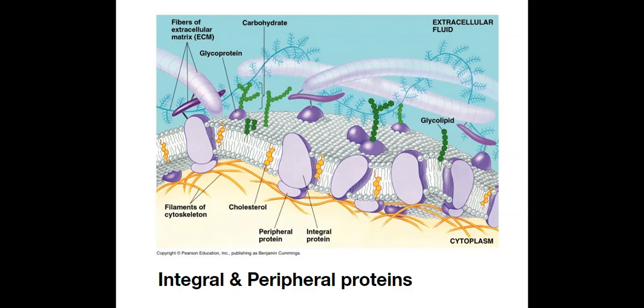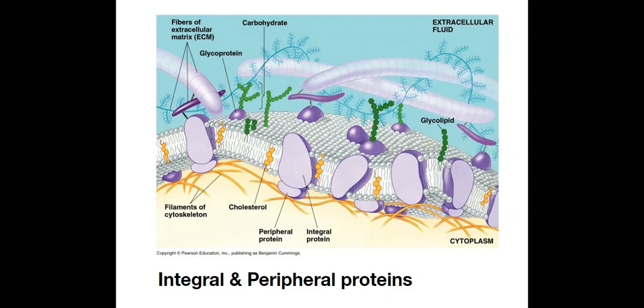So here are some images. Again, giant purple blobs that are going to be embedded within our membrane. Those are going to be considered proteins. And we're not going to worry about the specific functions of them, not yet. We'll talk about some examples as we go through. But we can see those giant purple blobs that span the entire distance from inside to outside and vice versa. Those are the integral proteins.